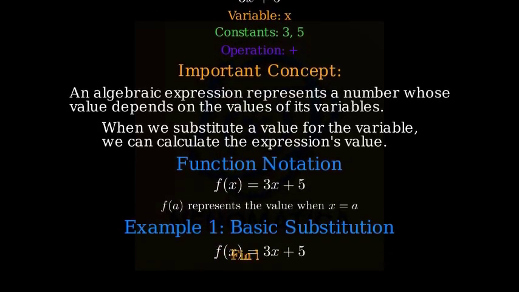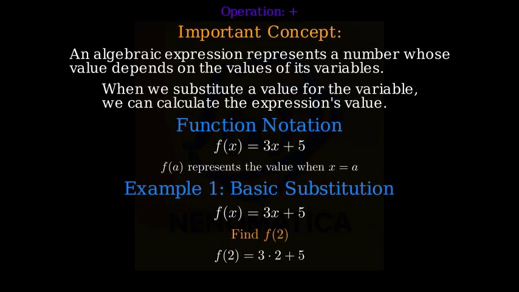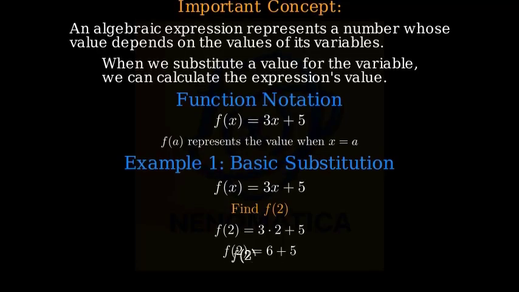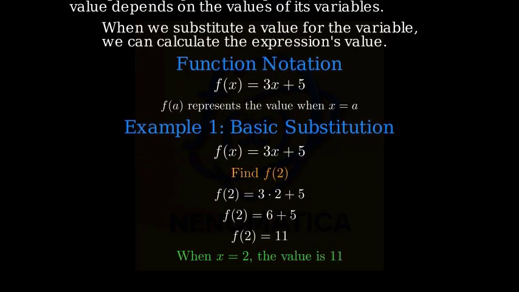Consider the expression f of x equals 3x plus 5. Let's find the value of this expression when x equals 2. To calculate f of 2, we substitute x equals 2 into our expression. This gives us 3 times 2 plus 5, which equals 6 plus 5, which equals 11. So when x equals 2, the value of our expression is 11.